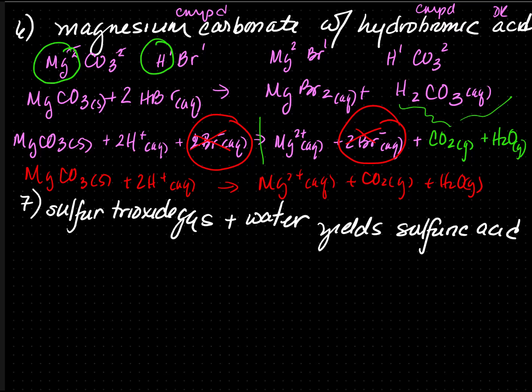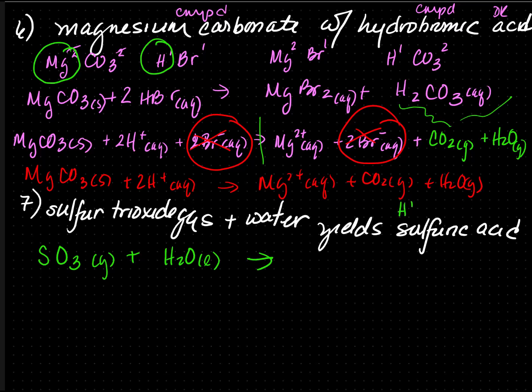Sulfur trioxide gas. The first one is a nonmetal, which means this is a covalent bond. Prefixes become subscripts. So sulfur is S, it has no prefix, so that means it's 1. Trioxide, oxygen, there's 3 of them, and it's a gas state. Plus water, and again for water I will take either liquid or gas, it doesn't matter. Produces sulfuric acid. All acids begin with an H.